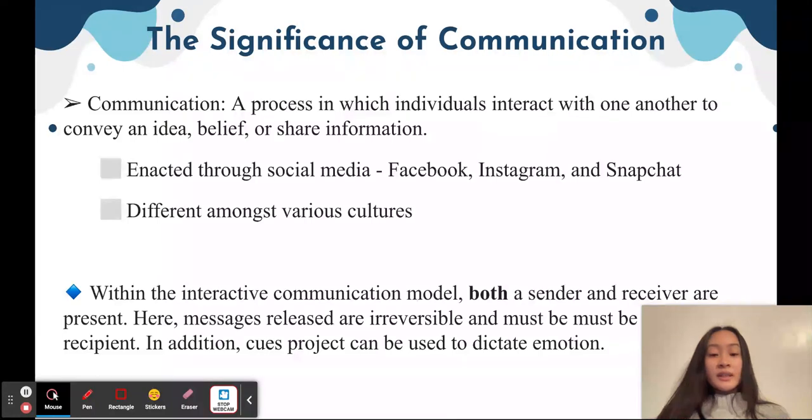Within the interactive communication model, both a sender and receiver must be present. During their interaction, cues can be picked up from each side used to dictate feelings. A raised eyebrow expresses doubt or concern, a smile indicates joy.